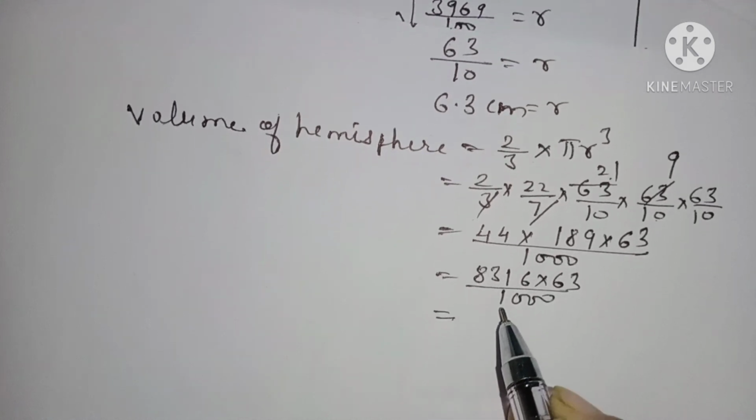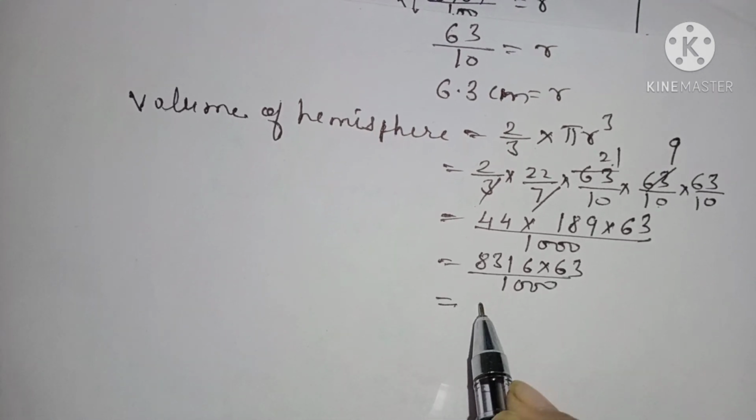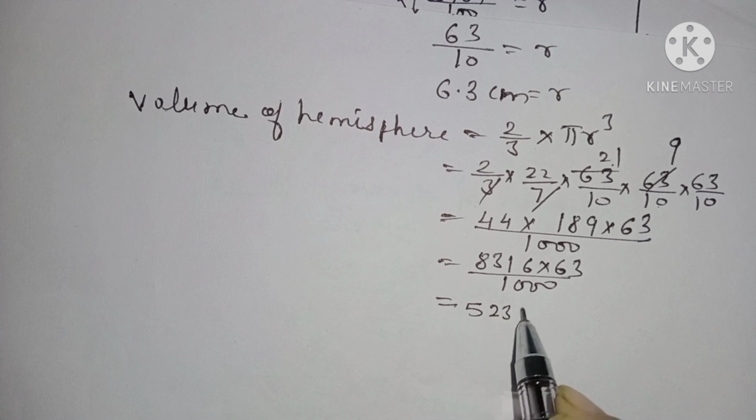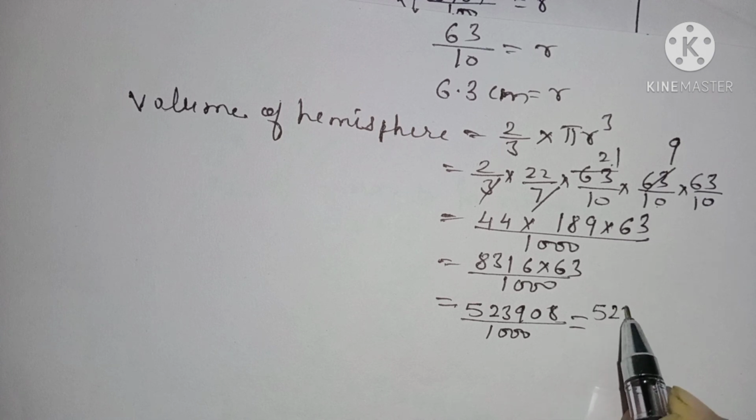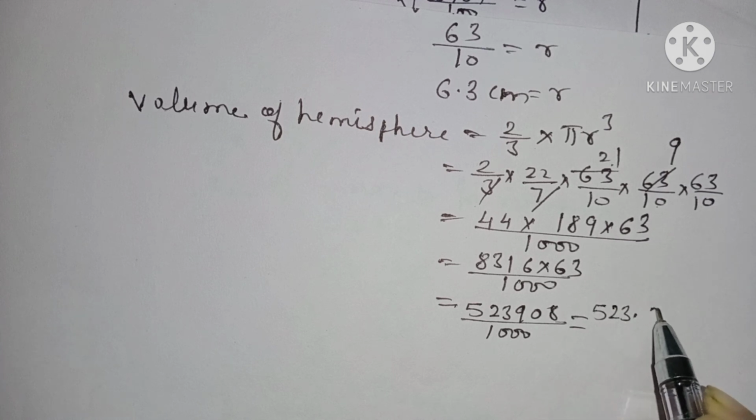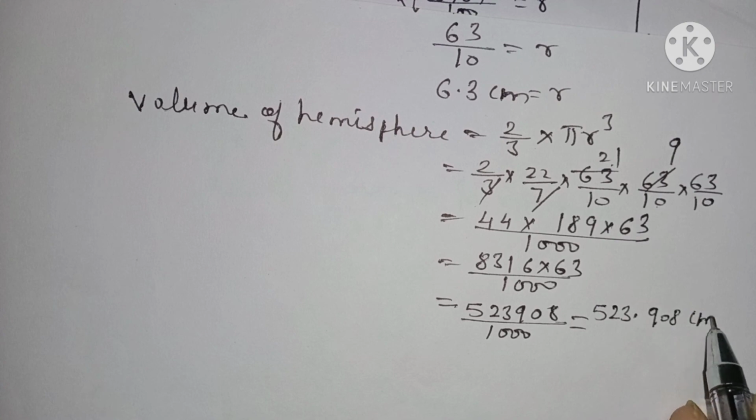Now after this, the product of 44 and 189 is 8316, multiplied by 63 divided by 1000. The product of 8316 and 63 is 523908 upon 1000. Now place the decimal after 3 digits. So it will become 523.908 centimeter cube.